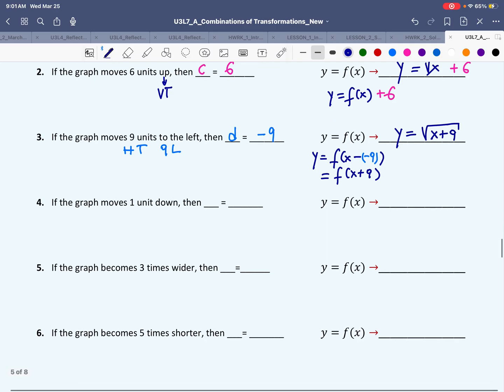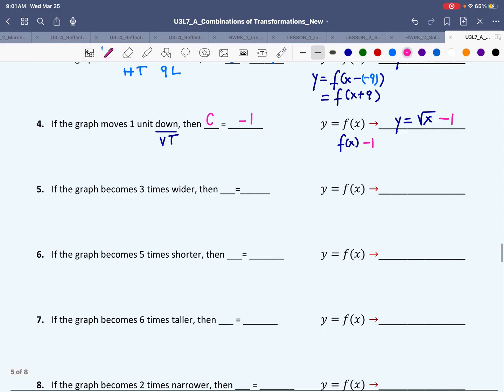Next, we have the graph moving 1 unit down. So down means that's a vertical translation. So that means that the value of c will be negative 1. So y equals f of x has become f of x minus 1. So when you write the square root function, that will become y equals square root of x minus 1.